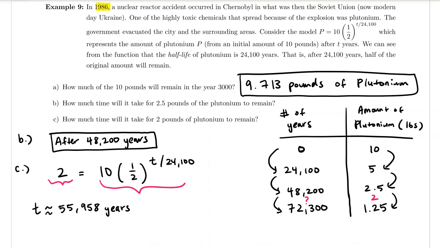So again, using graphing technology, we found that the answer to part C, we will have 2 pounds of plutonium left after about 55,958 years. And that concludes example 9.